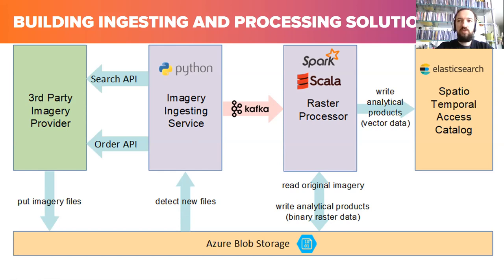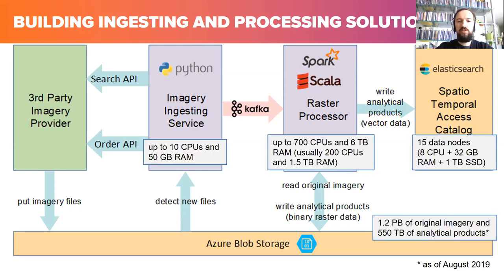After that, the raster processor reads the file, does all the magic, and saves generated analytical products in our spatial temporal access catalog: binary data in Azure Blob storage, and vector data separately in Elasticsearch. And here are some numbers. As you see, the imagery ingesting service needs very moderate resources, like 10 CPUs and just 50 gigabytes of RAM.